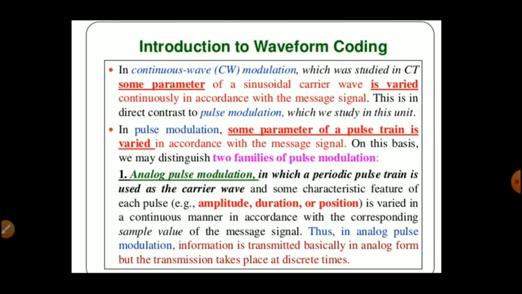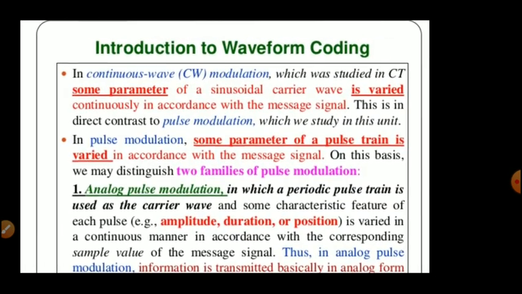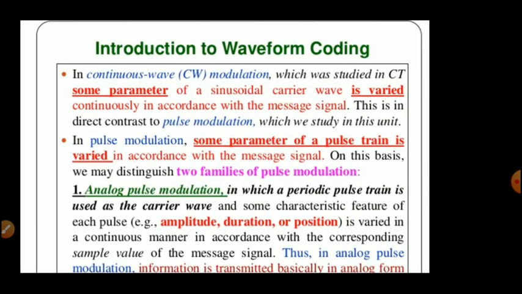In continuous wave modulation, some parameter of a sinusoidal carrier is varied continuously in accordance with the message signal. This is in direct contrast to pulse modulation, which we study in this unit. In pulse modulation, some parameter of a pulse train is varied in accordance with the message signal.